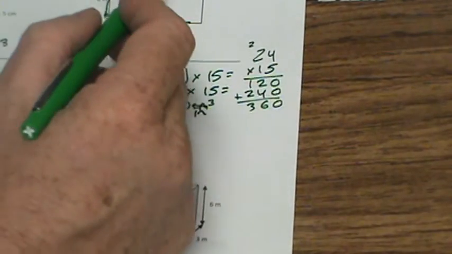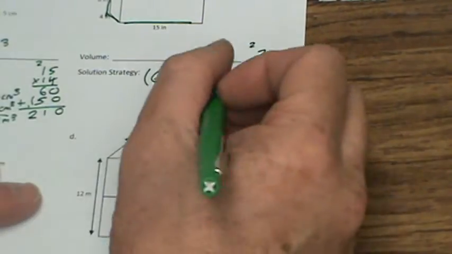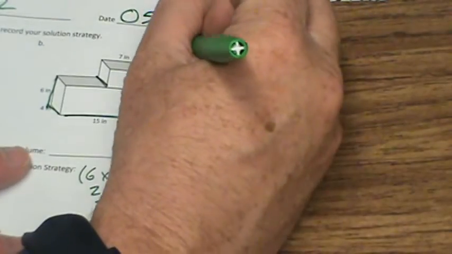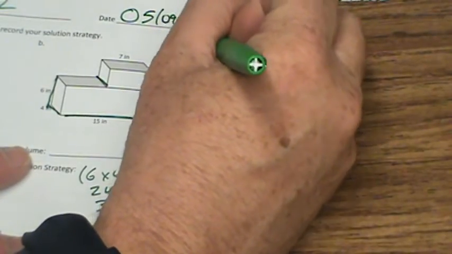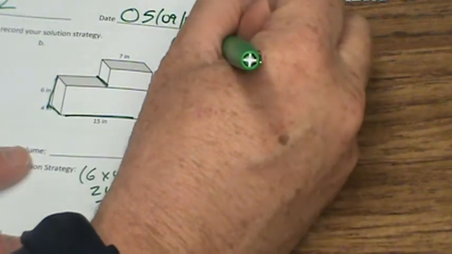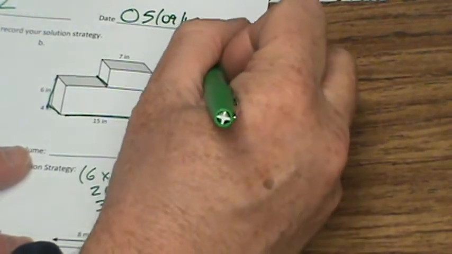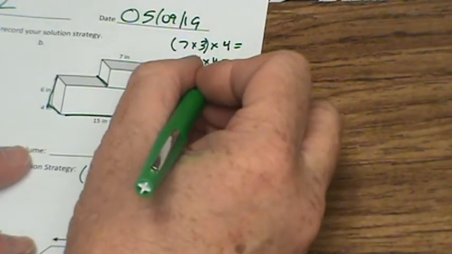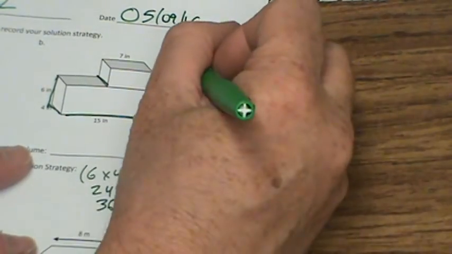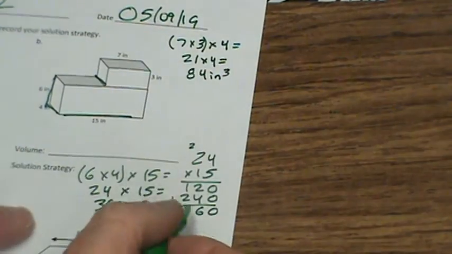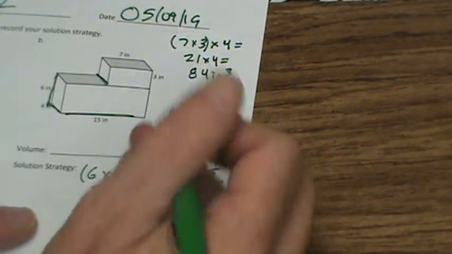So now all I have to do is multiply 7 times 3 times 4. So let's do that. Running out of room. Let's do it up here. 7 times 3 times 4 equals what? 7 times 3 is 21 times 4. 1 times 4 is 4 and 2 times 4 is 8. 84 inches cubed. So now all I have to do is add the 360 and the 84.